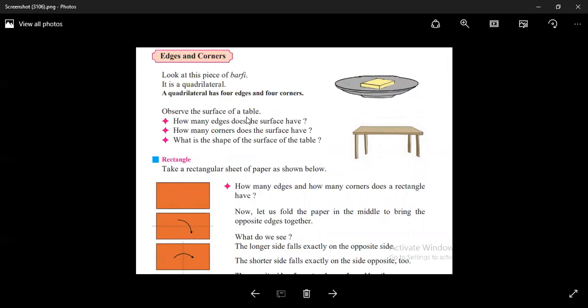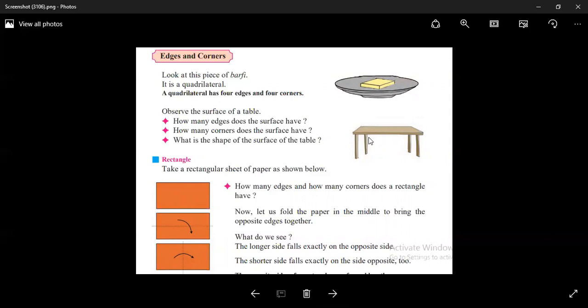Now observe the surface of the table. You can see here the picture of the table. How many edges does the surface have? Now this is the surface of the table. So how many edges are there? This is one side, this is the second side, this is the third side, and on the other side, that is the fourth. So there are four edges on the surface of the table.